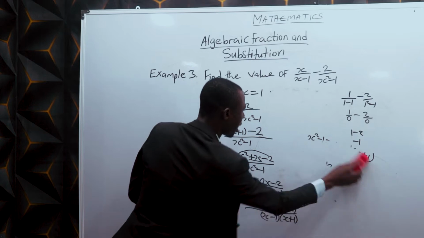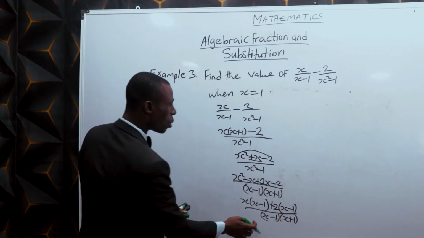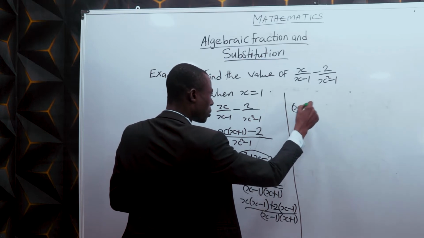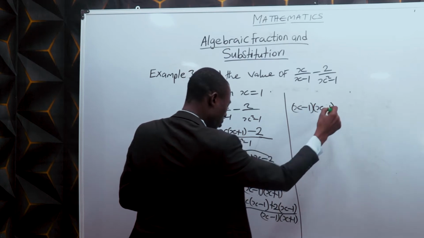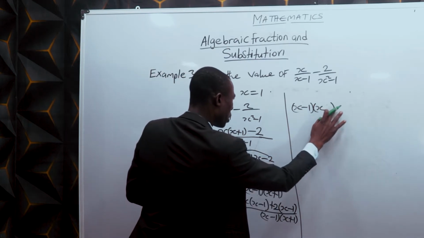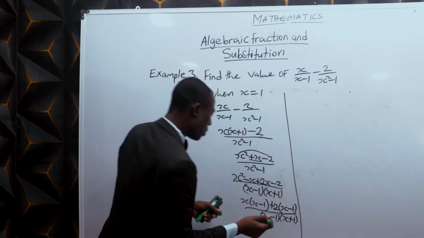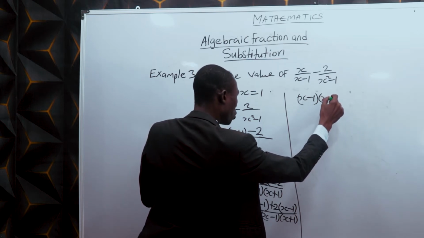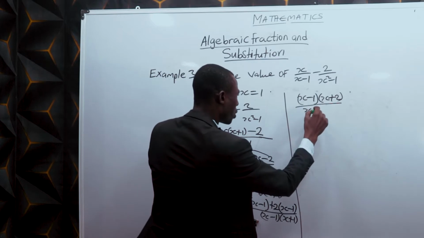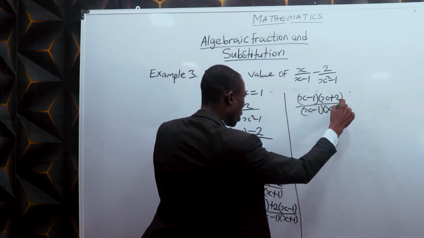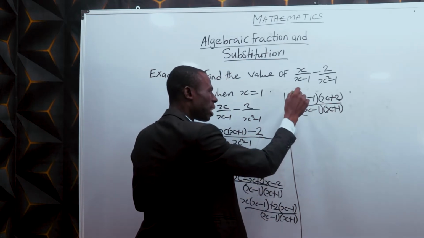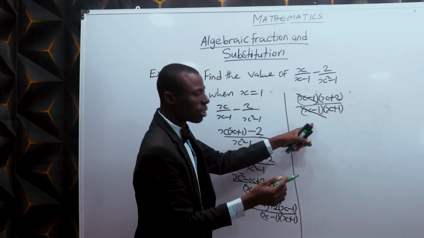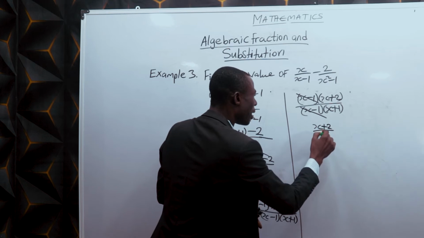Let me use this side to complete it. We continue it here. Factorizing the numerator, you have x minus 1 into x plus 2, all over the denominator, x minus 1 into x plus 1. Looking at the expression, you can see that there is a factor in the numerator that can easily cancel a factor in the denominator. This crosses this. So we have x plus 2 over x plus 1.